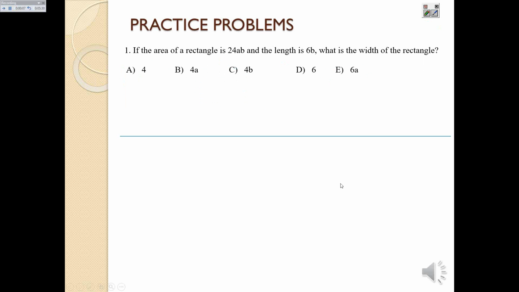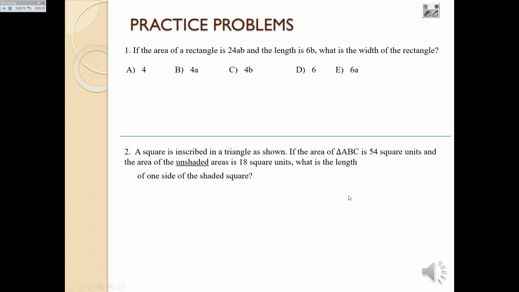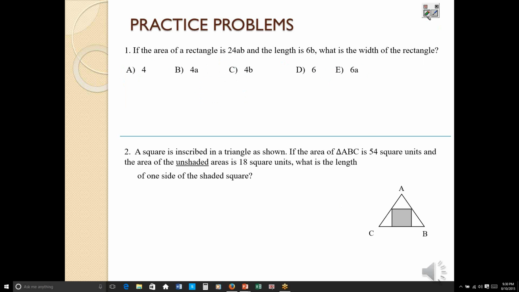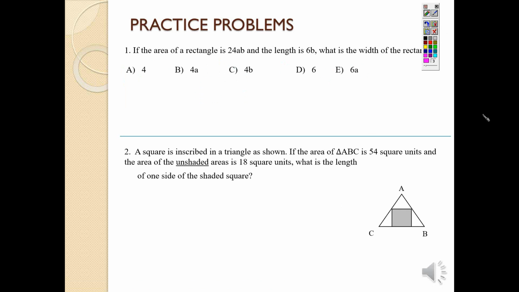Okay. 4a. A square is inscribed in a triangle as shown. If the area of ABC is 54 and the area of the unshaded is 18, so the area of the whole triangle is 54 and the area of the unshaded, that's just this white, is 18. If I subtract those, what I'm going to be left with is the area of that colored part. And so, what do I get here? 36. So that means that the area of this part is 36 square units.